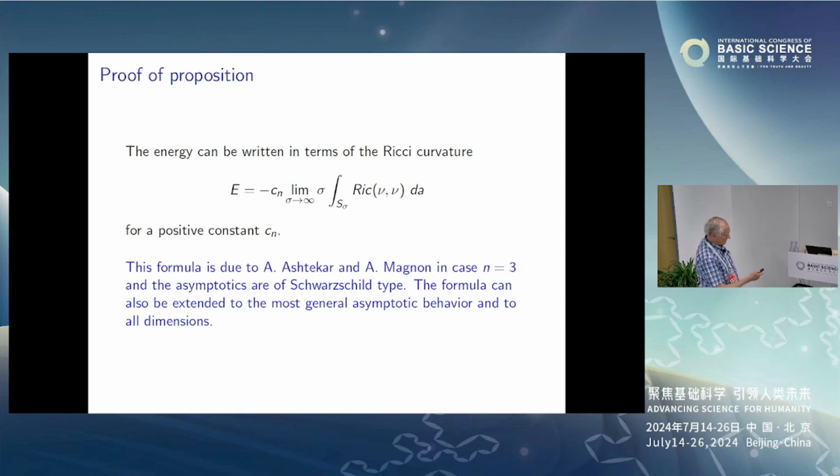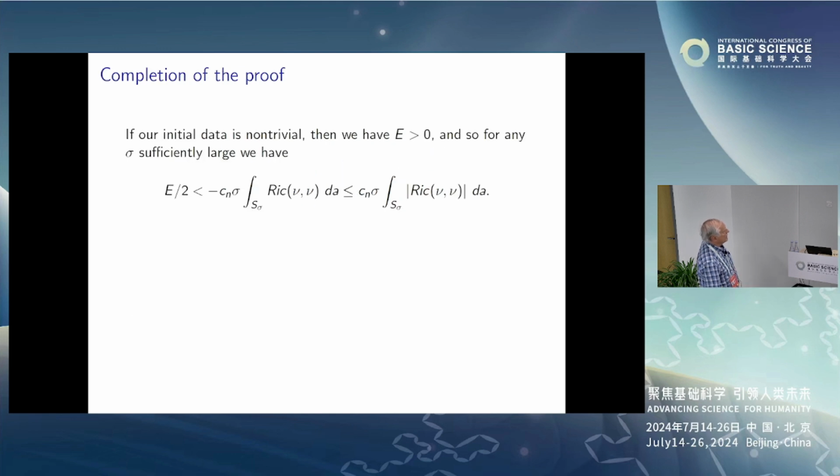If we take this expression for the energy, we can rather easily prove the statement that the Ricci has to be non-zero a lot of the time. If the data is non-trivial, then the energy is positive. If we take sigma sufficiently large, then this boundary integral is at least E over 2, say. On the other hand, it's bounded above just by a constant times the absolute value of the Ricci.